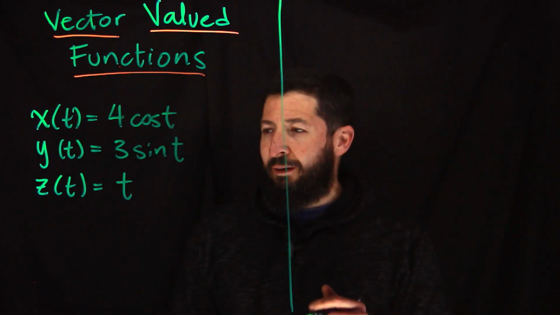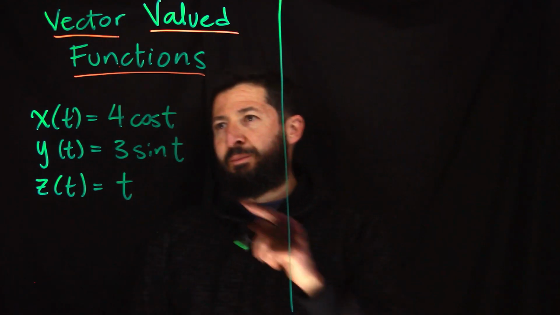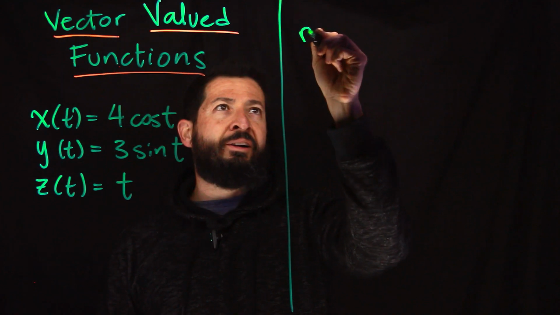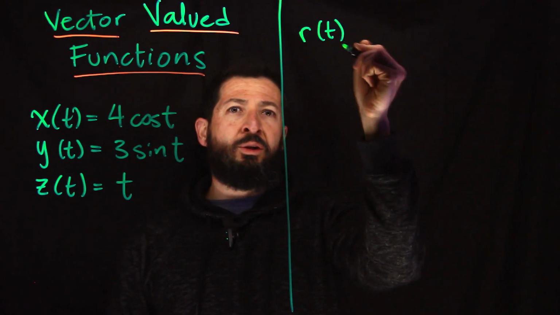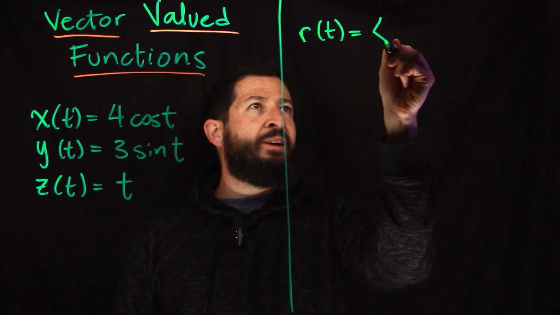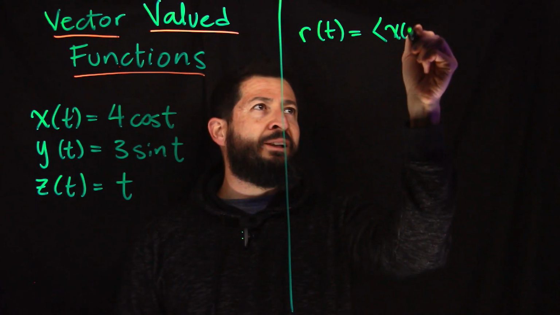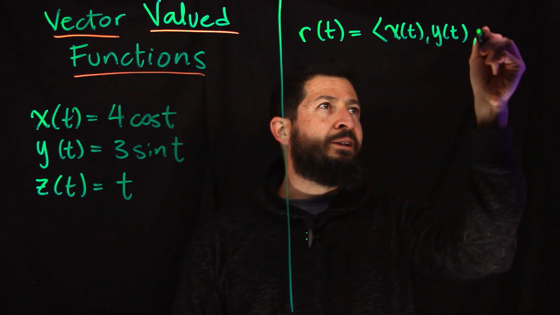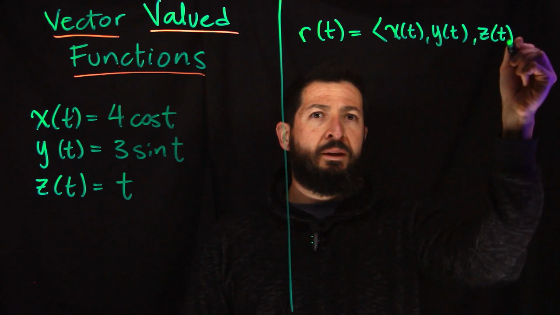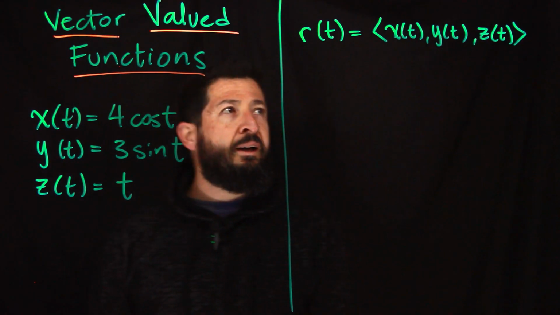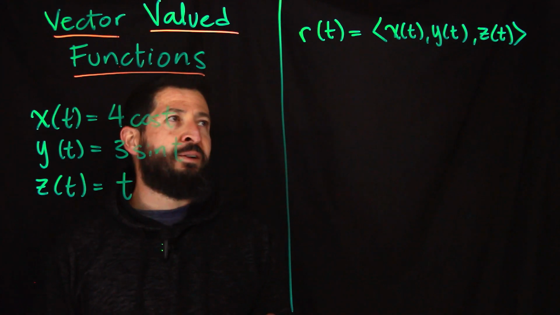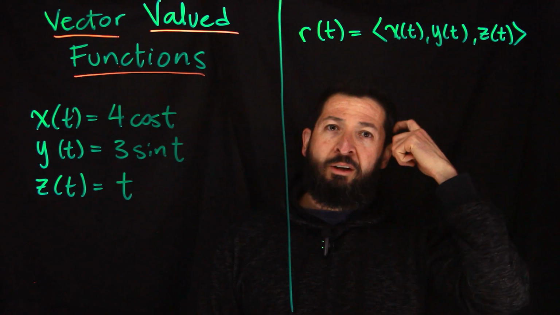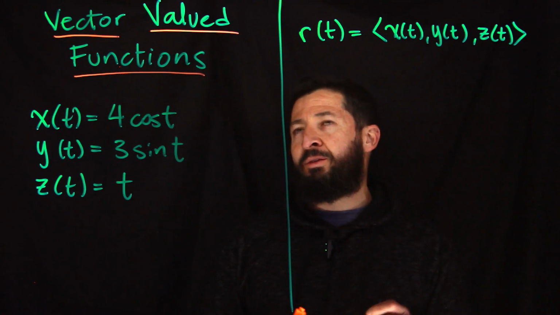But if we now think about putting this together as a vector, we can say that the function r, as a function of t, is going to be equal to the vector that has coordinates x of t, y of t, and z of t. All right, so that gives us a function that is taking values in vectors. Therefore, it's called a vector valued function.